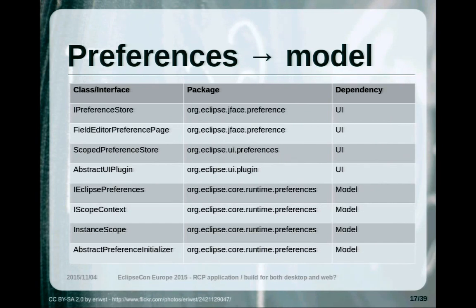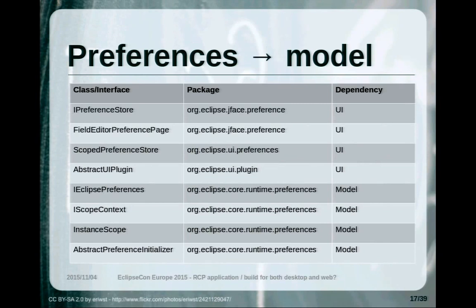I had a look at the classes and interfaces which are involved in all these processes. There we see we have the IPreferenceStore. It comes from JFace, so it's a UI part. FieldEditorPreferencePage is also JFace UI. The ScopedPreferenceStore is Eclipse UI, a UI part. The AbstractUIPlugin, that's in the name, sure, it's UI.